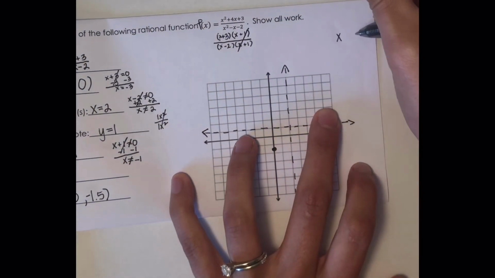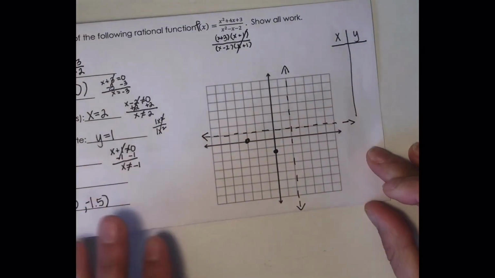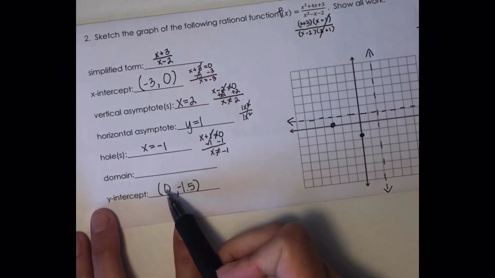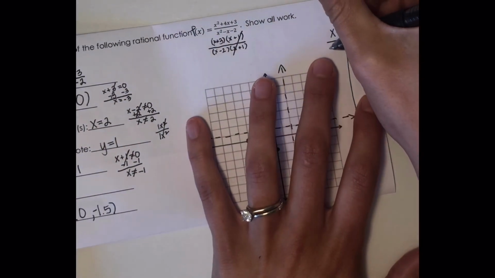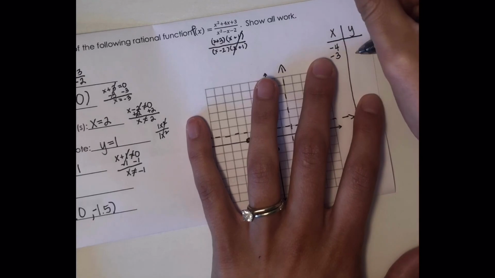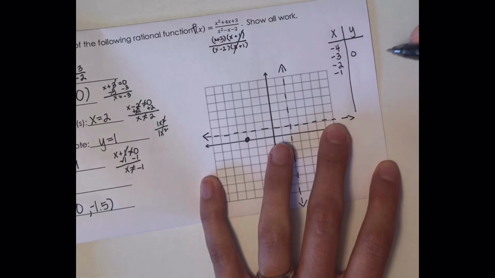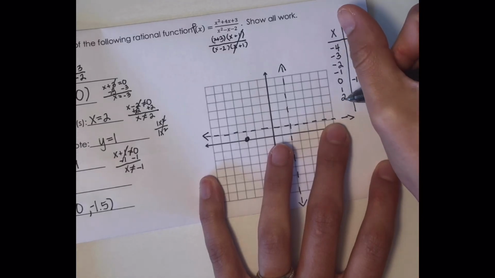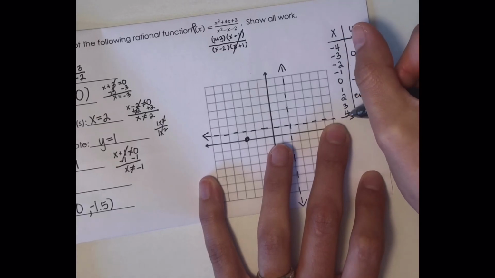So I've got x and y. Some points to put in my t-chart. I have an x-intercept of negative 3. I've got a y-intercept that's at 0. Vertical asymptote at 2. So I'm going to go one step past, so negative 4, negative 3. We already know this gives me a 0. Negative 2, negative 1, 0. We already know gives us negative 1.5. And then 1, 2, we know already gives us an error. And then let's go a couple steps past 2, 3, 4.